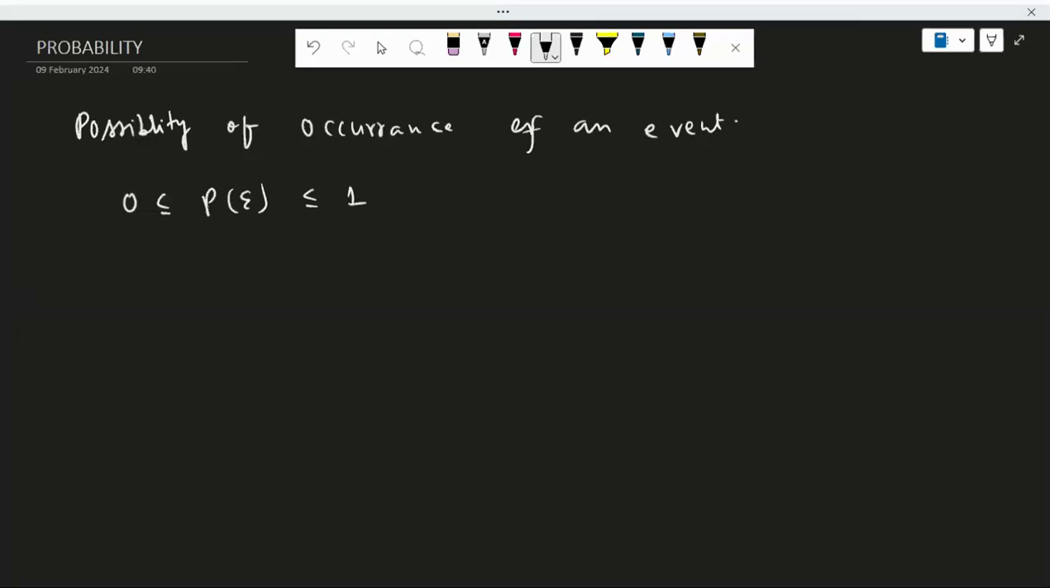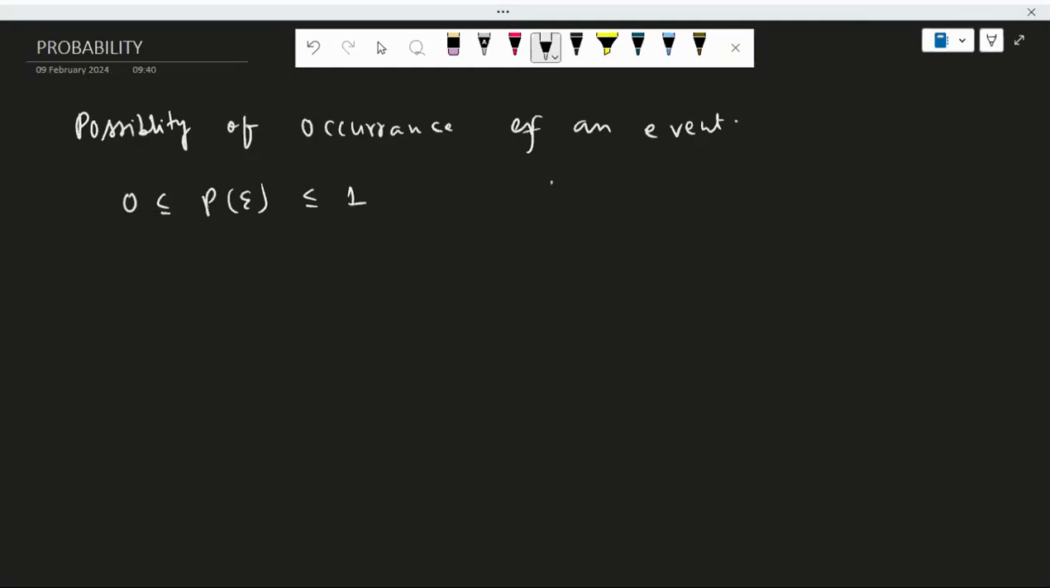So it is always either 0 or 1, a whole number, or a proper fraction, less than 1. Between 0 and 1, less than 1 and greater than 0.